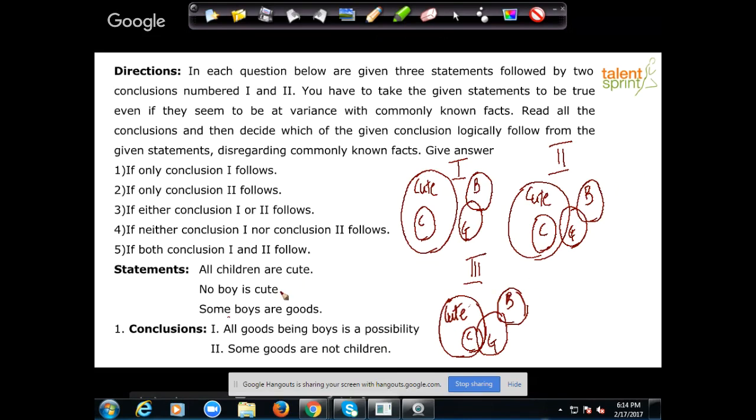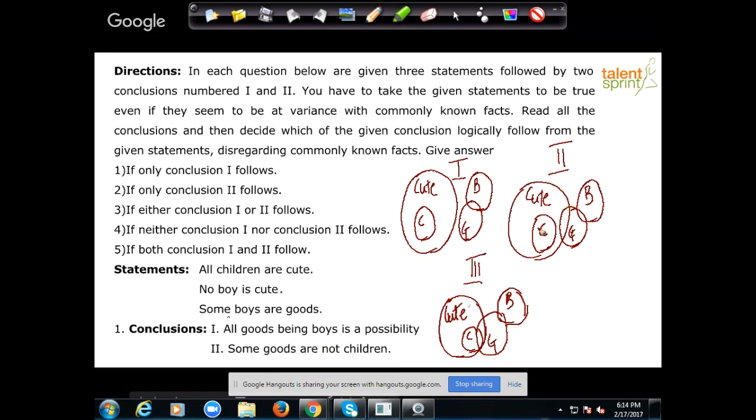Let's look at the second statement. No boy is cute means that the statement no boy is cute, statement 2, has to be completely different from the bigger set of cute. Now look at this. We know that the statement no boy is cute cannot overlap with the set cute under any circumstances. So in all the 3 cases, we have drawn that set separately.